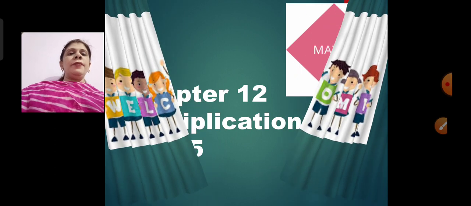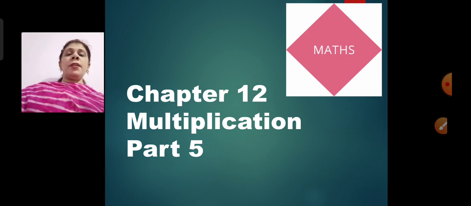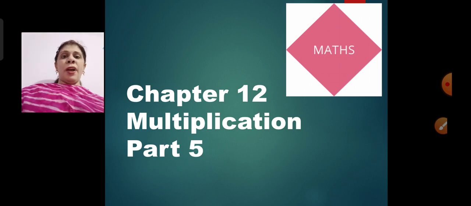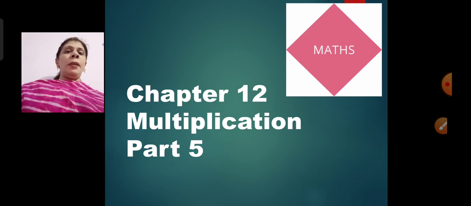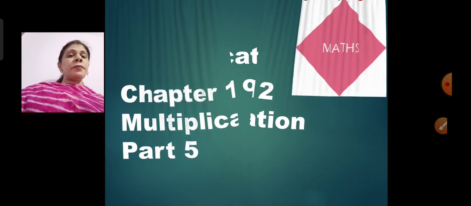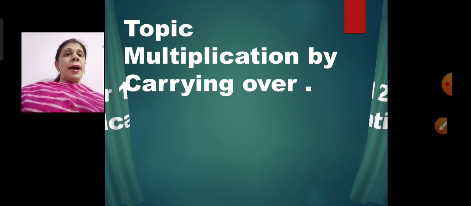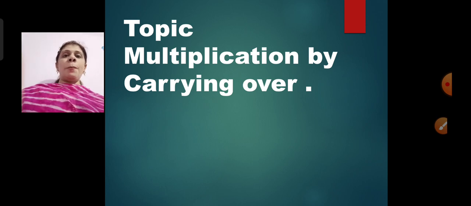Now children, we finished our chapter 12 multiplication part 4. Today we will be starting chapter 12 multiplication part 5. In part 4 we did multiplication of vertical arrangement. Now today we will be doing multiplication by carrying over. The topic for today will be multiplication by carrying over.